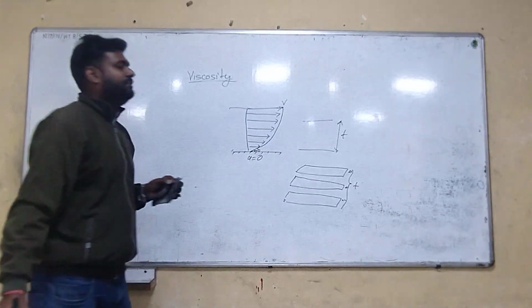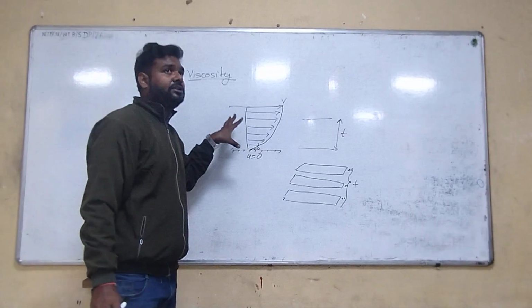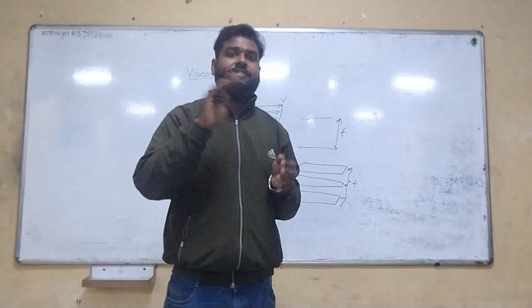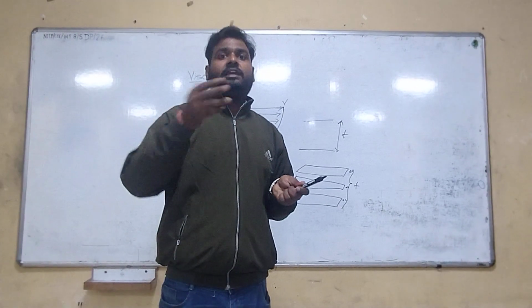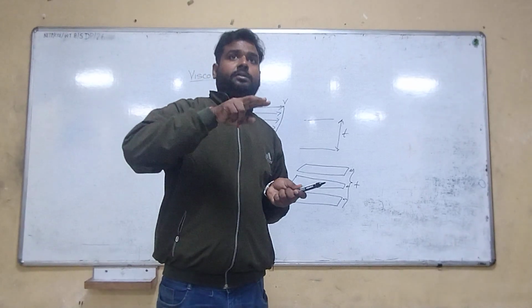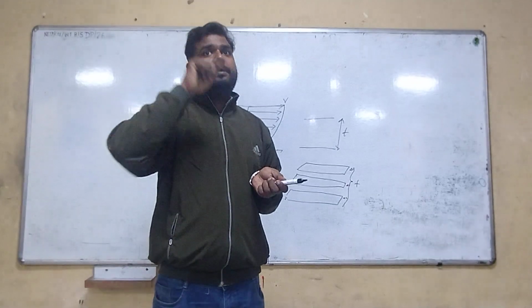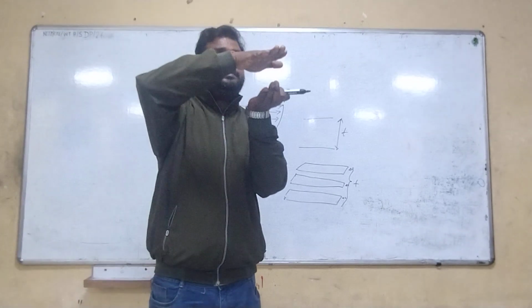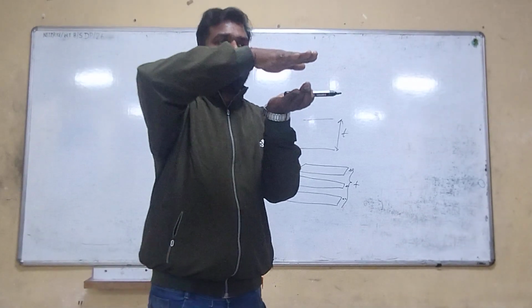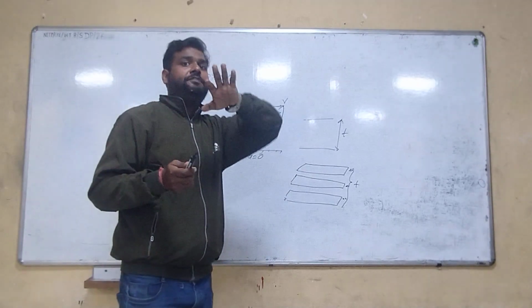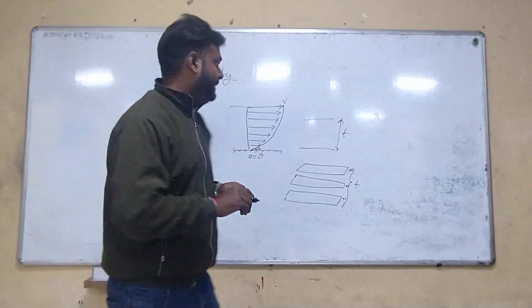So this creates a velocity gradient, and it also shows that different layers have different velocities. Relatively, their motion will be different. The upper layer moves faster than the lower layer, and if any layer is moving above another layer with high velocity, then it creates a frictional force opposite to the lower layer.